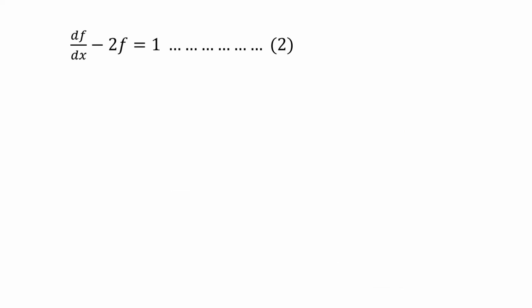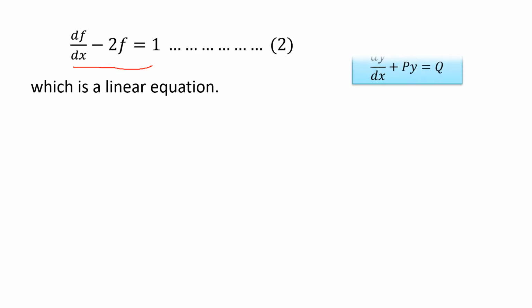Now, therefore it reduces to df by dx minus 2f is equal to 1. Call this as equation 2. You observe carefully, this equation is nothing but a linear equation. So what is a linear equation? It is of the form dy by dx plus p into y is equal to q.